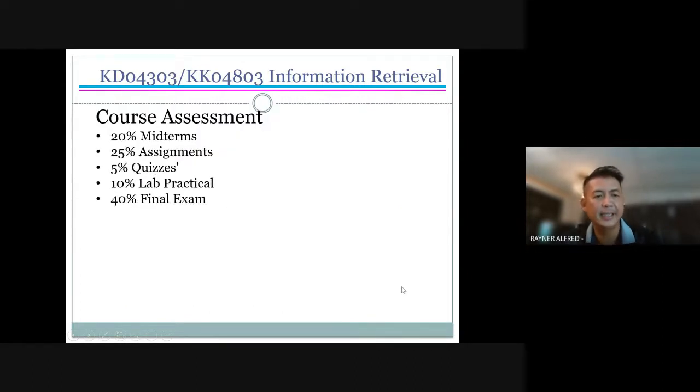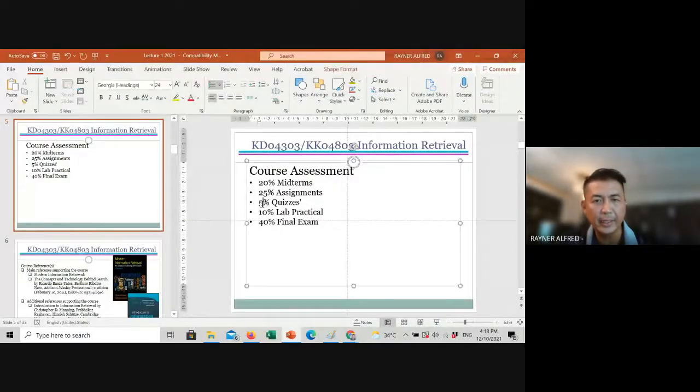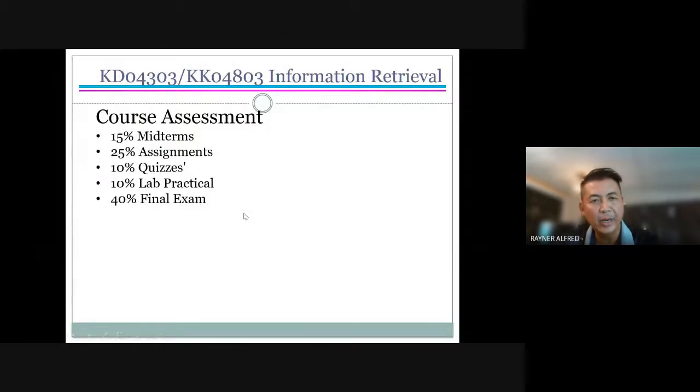And this is the breakdown. So we have updated this to 10. And your midterm will be 15. Okay, so this is based on the new requirement by MQA. So we are allowed to put more weightage on the quizzes.